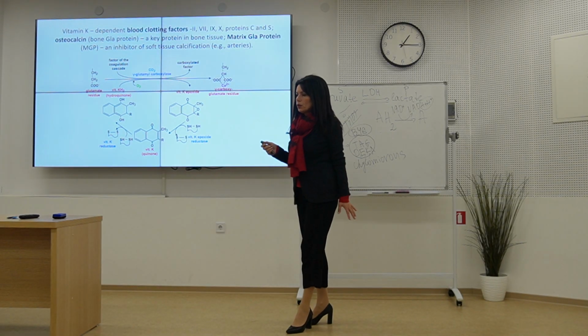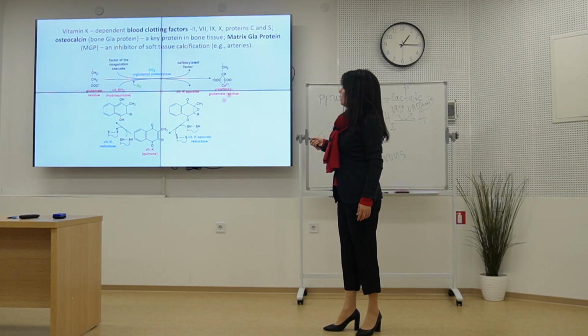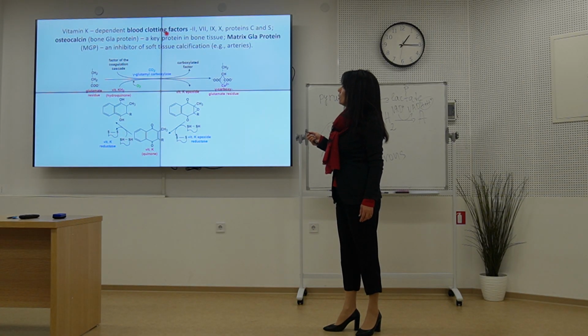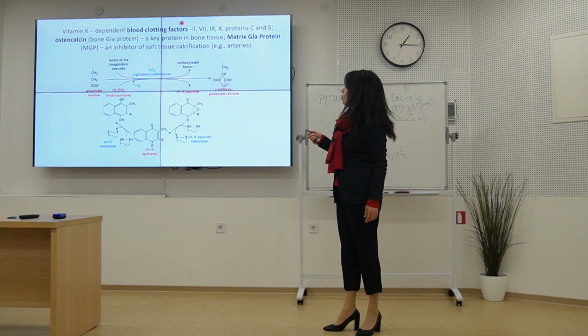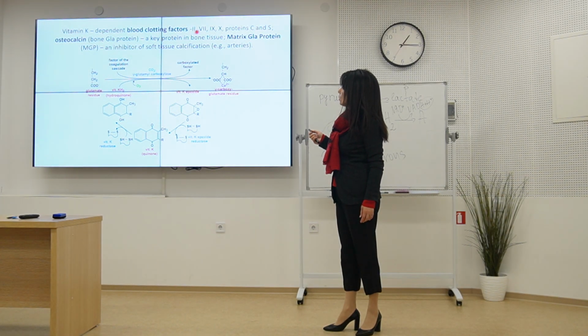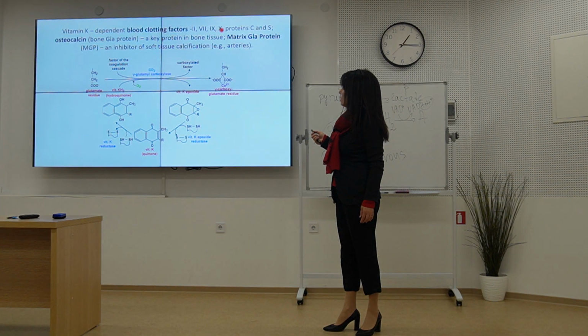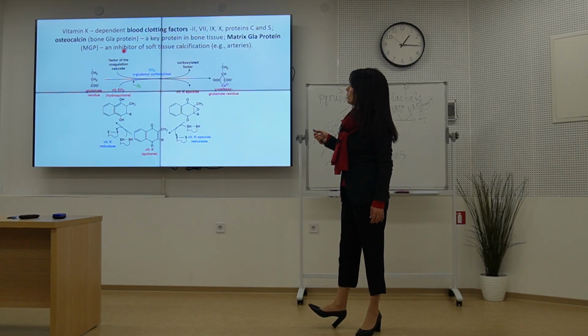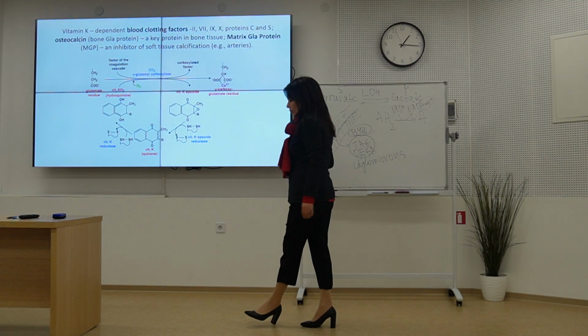Where is this reaction used? This reaction is used in the blood coagulation factors, which are number 2, 7, 9, 10, protein C and protein S, and in the bone tissue osteocalcin, and in matrix GLA proteins, which are used as inhibitors of soft tissue calcification in the arteries.